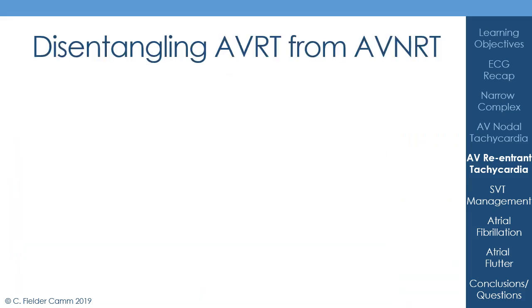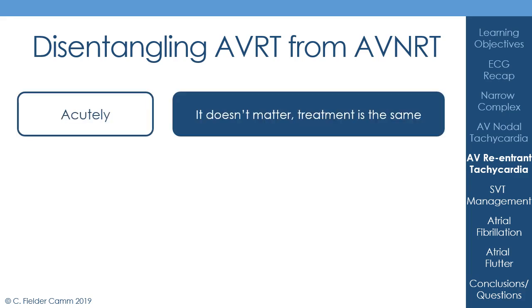So how do we go about disentangling AVRT from AVNRT? We've said that they both can present as this regular, narrow complex tachyarrhythmia. Well, I think acutely it doesn't really matter because the treatment is essentially the same, and that's the treatment for getting them out of this tachyarrhythmia. Both of them require the AV node to be functioning, as I've mentioned before, so you use things that target the AV node.